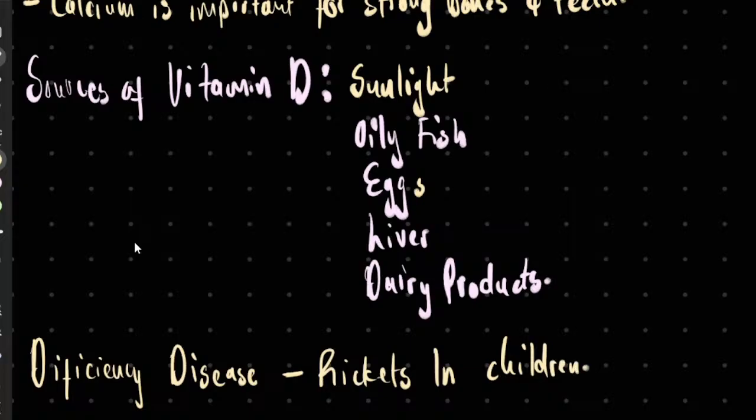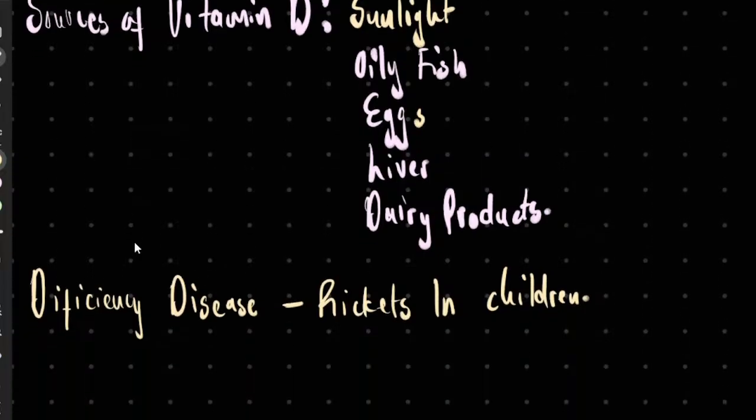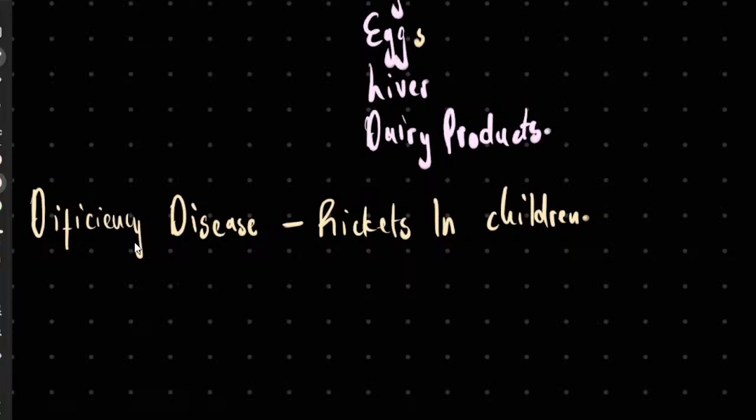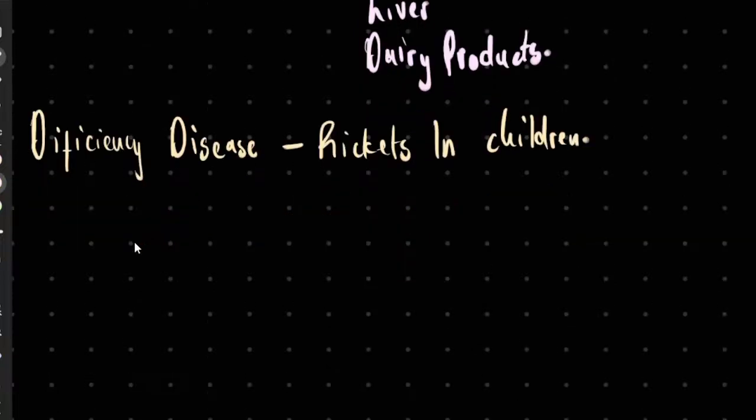Rickets is very important. I said you only have to know two deficiency diseases. Don't tell me you forget this. Scurvy when you lack vitamin C, and rickets when a child lacks vitamin D. Are we together? Now, thank you for vitamin C and vitamin D.